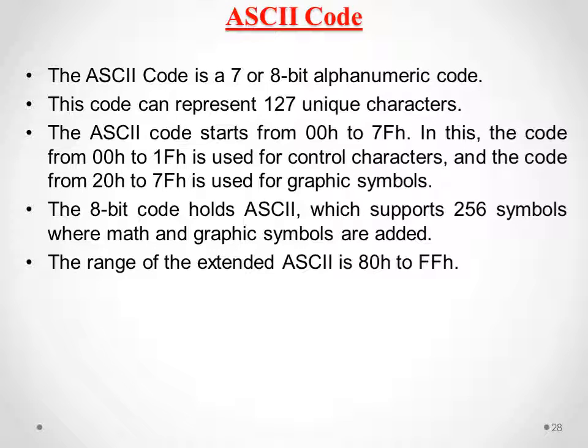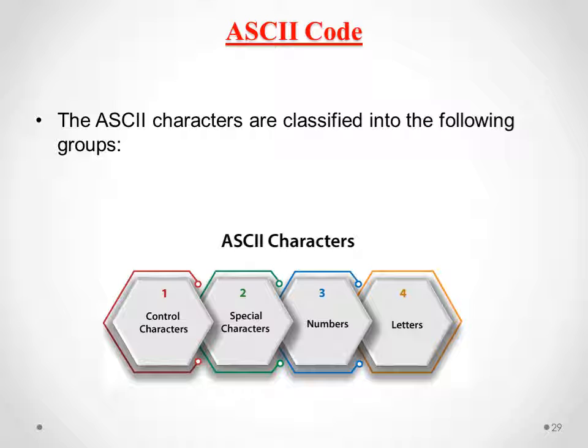The ASCII code is a 7 or 8-bit alphanumeric code. This code can represent 127 unique characters. The ASCII code starts from 00 to 7F. In this code, 00 to 1F is used for control characters and 20 to 7F is used for graphic symbols. The 8-bit ASCII code, which supports 256 symbols, has math and graphic symbols added.